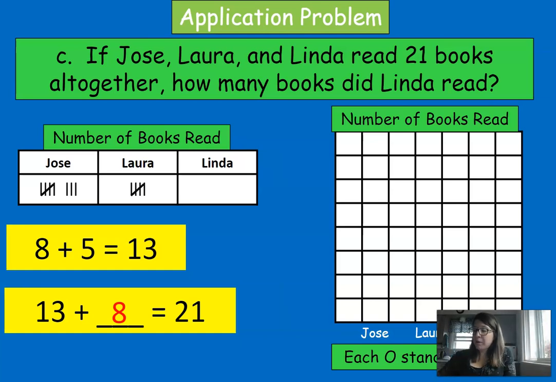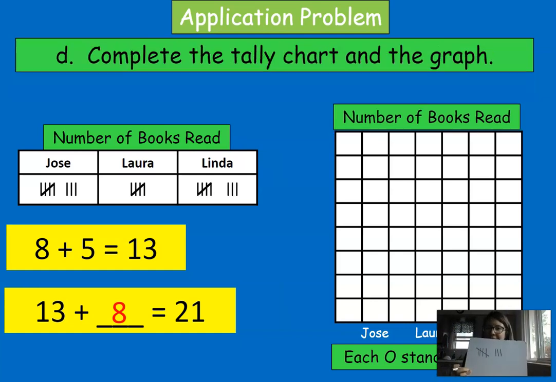read 8 books. Go ahead on your paper and show me how we would write 8 as a tally. Remember, tallies are in groups of 5. So start with that 5 and then count on. How are we going to show 8 as a tally? When you're ready, show it to me and I'll show you mine. We have 5, 6, 7, 8. Ta-da! Okay. And that's how it is.